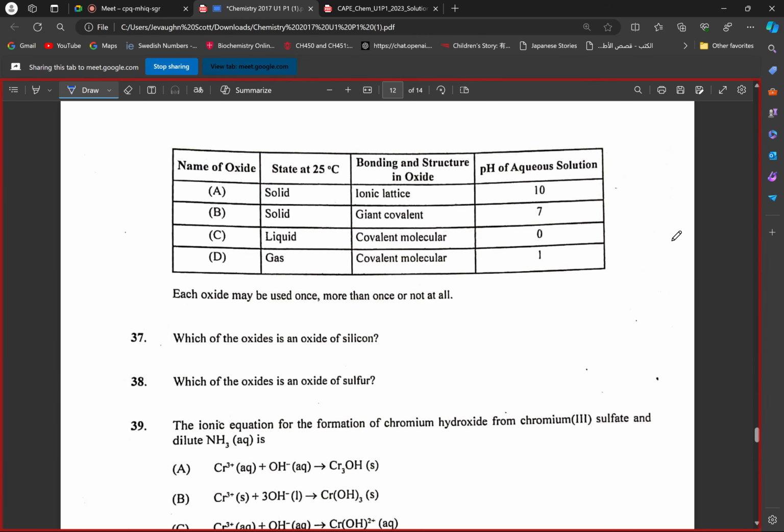Come on, guys. We need to finish this. What is the oxide of silicon? Hello? Is anyone there? B. B as in boy, lovely. Right? Which of the oxides will be the oxide of sulfur?